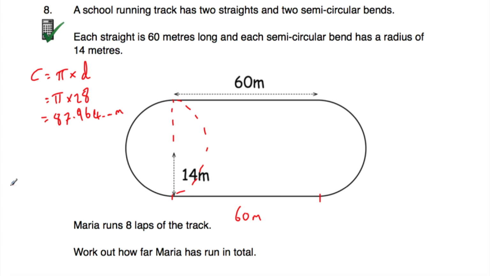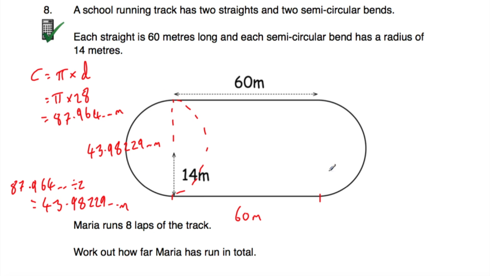So we're going to take our 87.964 and so on, and we're going to divide that by 2. And when we divide that by 2, we get an answer of 14 pi or 43.98229 and so on meters. So that means the distance from here to here would be 43.98229 and so on meters. And let's write that down, 43.98229 and so on meters. So that's the length of that bend.